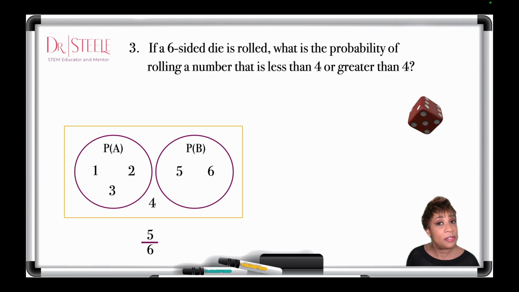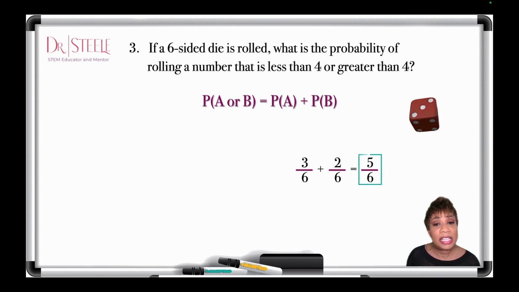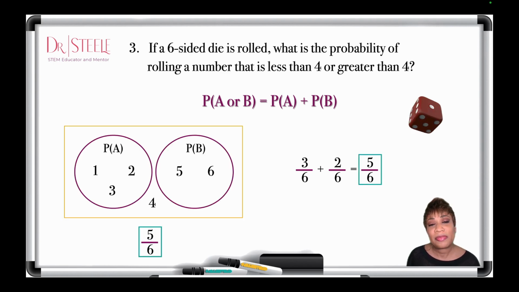Or you could have used a formula, which is the probability of A plus the probability of B. There is no subtraction because there is no overlap. Probability of a number less than 4, we have 3 out of 6. Probability of a number greater than 4, we just have 2 out of 6, for a total of 5/6. So either way, you got the same number. I know, it's pretty amazing. So that is the addition rule.